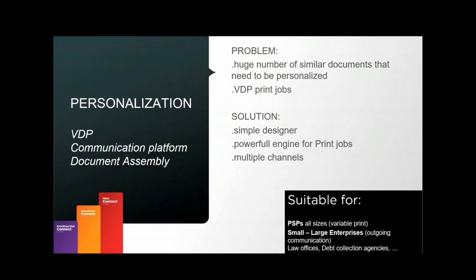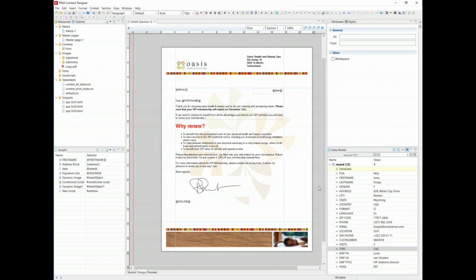So going back to personalization, let me show you how the system actually looks and how the personalization is being done. What you see right now is our designer module. It says Press Connect Designer, but basically it's the same for Print Shop, Mail, or PlanetPress. It looks the same, only the color of the icon is different. So it's a platform module called Designer.